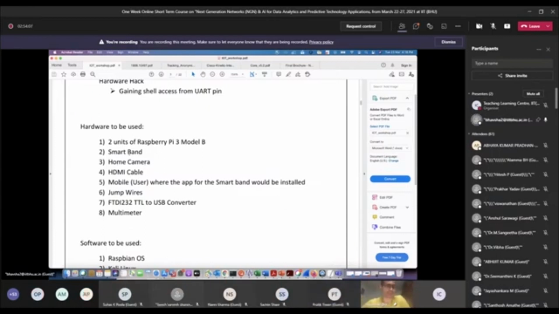Okay, so these are the different components which I used. There was a Raspberry Pi, the smart FitBand device which I told you about, an HDMI cable and other stuff. The home camera is for another attack which I will show you. But for BLE, the only thing I used was the Raspberry Pi and the FitBand device. That's it.